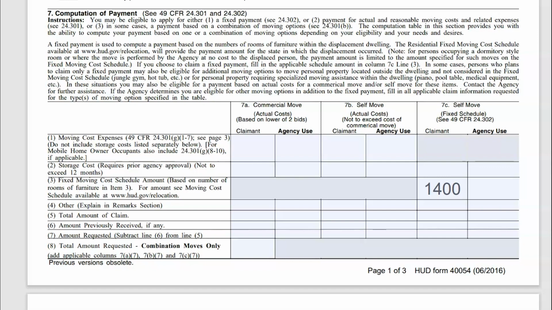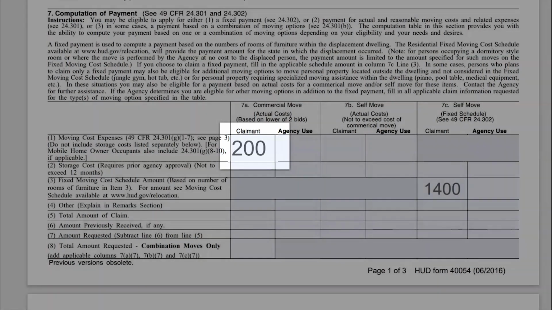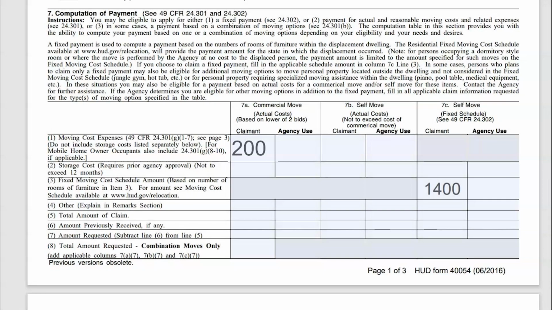If the subrecipient determines the claimant is eligible for other moving options in addition to the fixed payment, the applicant should fill in all applicable claim information requested for the types of moving option specified in the following table in 7A or 7B. For our example, the claimant decided to use a combination move where they used the fixed schedule, but they also claimed $200 for a commercial move for their piano since it required specialized and costly moving services.